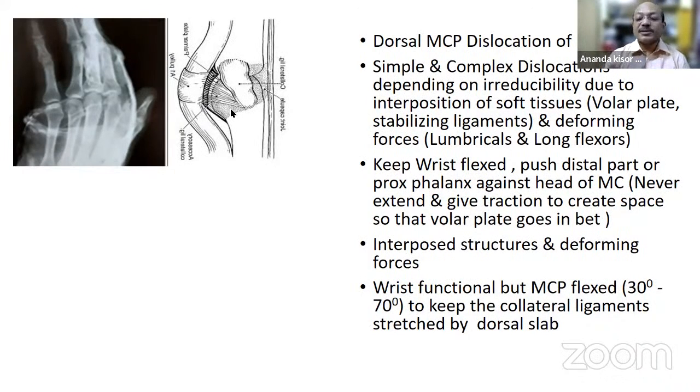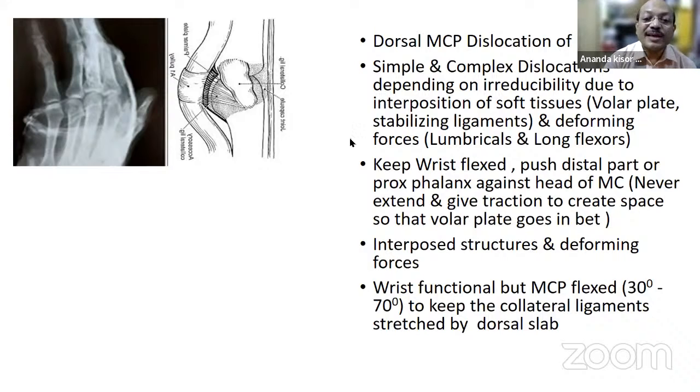So if it is hyperextended, like a fall on an outstretched hand, there's a chance of rupture of this from the metacarpal side, and it can be interposed in between the bones, and that can lead to irreducibility. So that leads to complex dislocation. Now, how to do conservative treatment, how to reduce this?